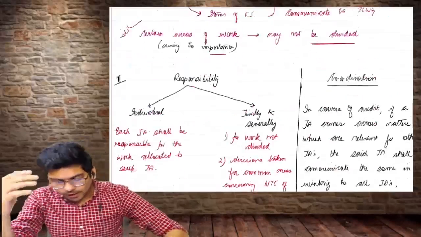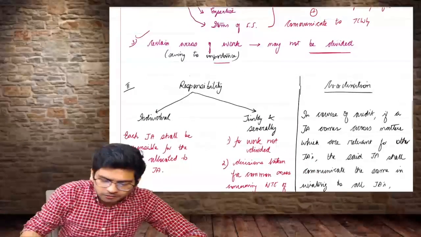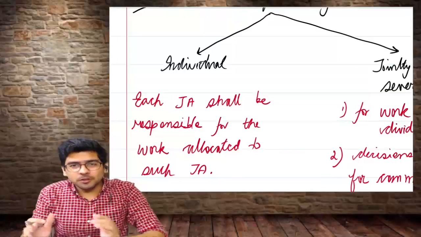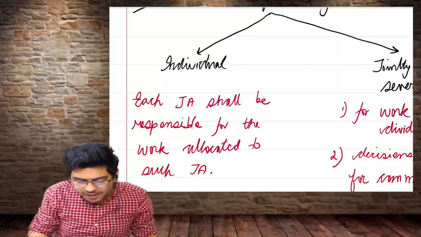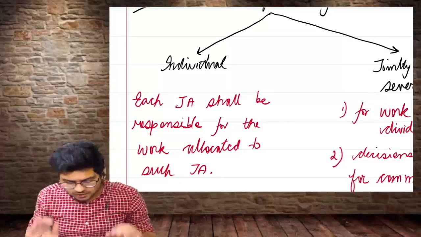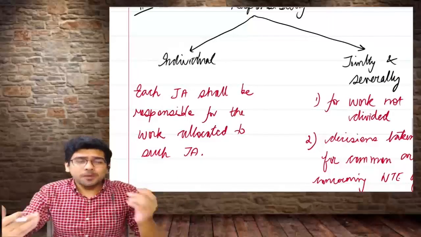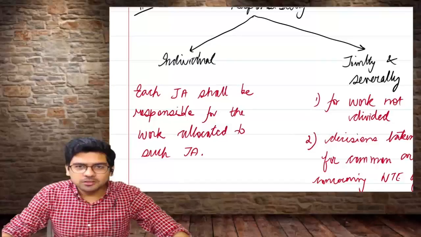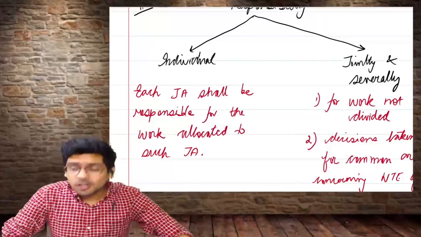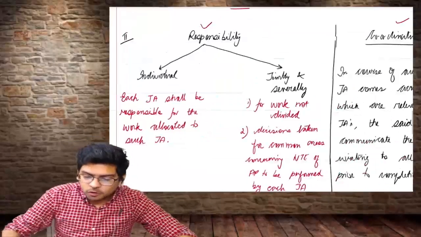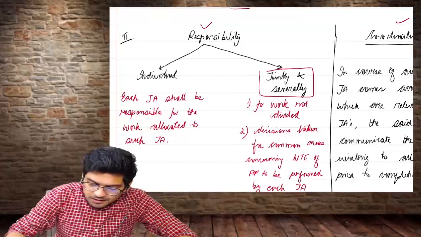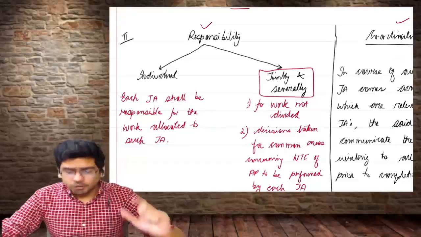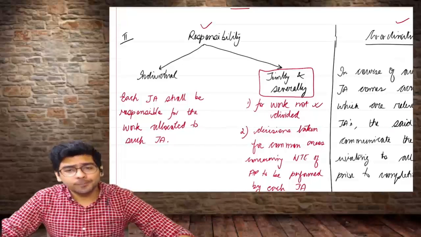Yes. So please understand, I have two topics to cover here: responsibility as well as coordination. When I talk about responsibility, it is going to be of individual responsibility, when each joint auditor shall be responsible for the work allocated to such joint auditor. This means when there is proper division of work, with respect to that work, that single joint auditor will be responsible. But let's say the work which has not been divided, then in this case, what is going to happen? The responsibility will be joint, and all the joint auditors will be jointly and severally responsible for all that work that has not been divided.